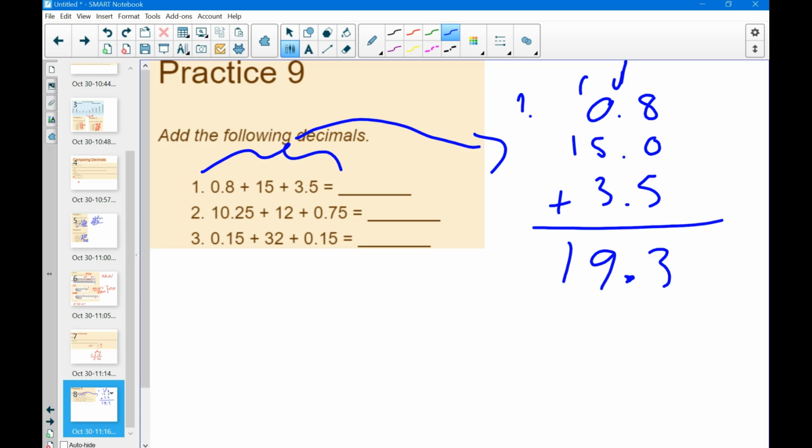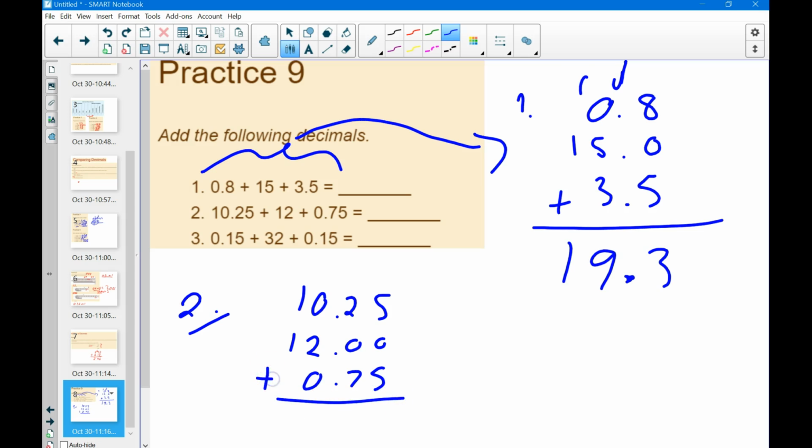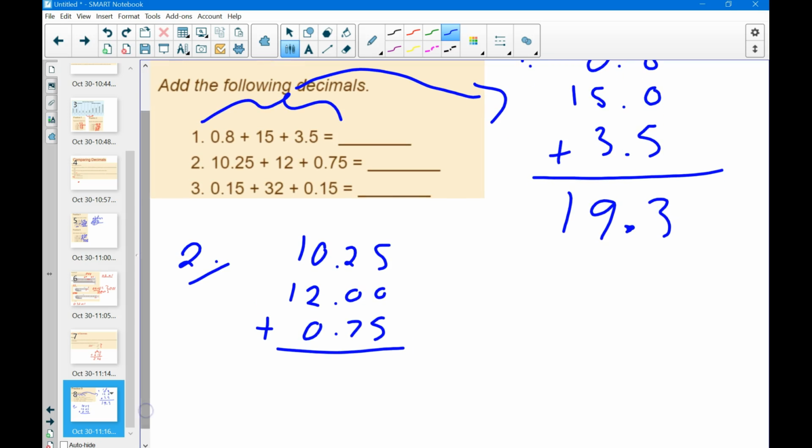Let's look at number 2. We have 10.25, 12, the zeros in there, just keep everything lined up. We have 0.75. Notice once again, I'll line up all the zeros. Line up all the decimals, and now we just add them.